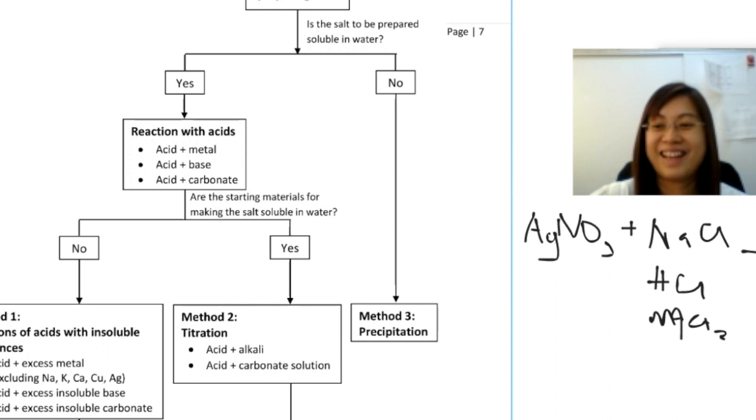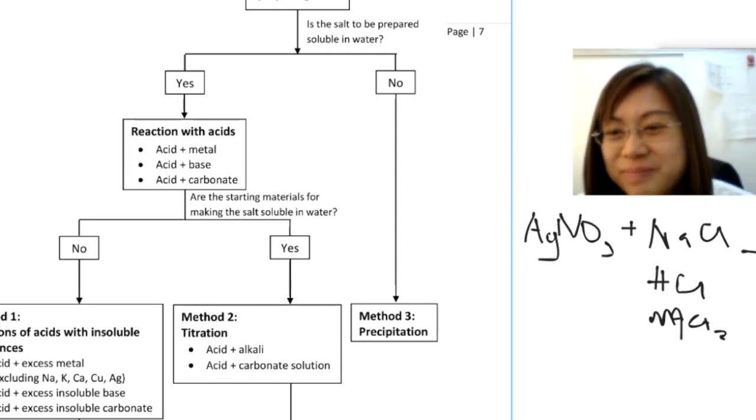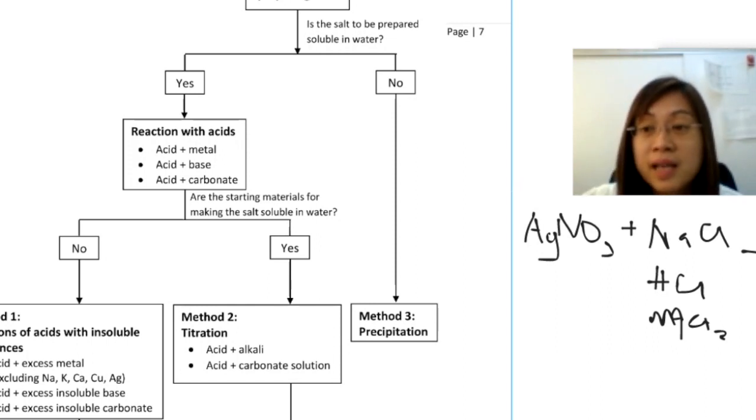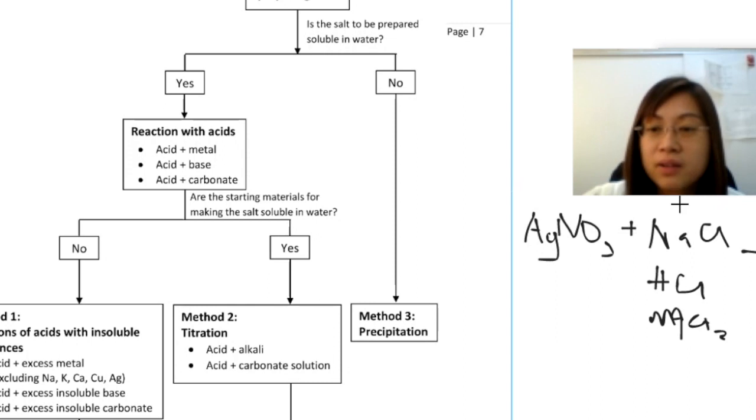You can see my writing, right? I'm going to get a stylus. Okay, so you can make this silver chloride as the main product, but the side product, that means the product that is not important, will vary because it depends on what reagent you are using here. Make sense? Okay, so that's how precipitation works.